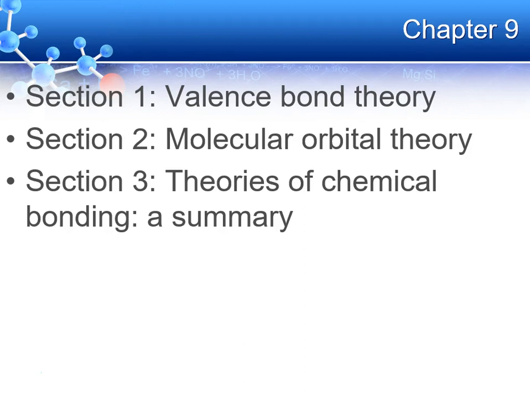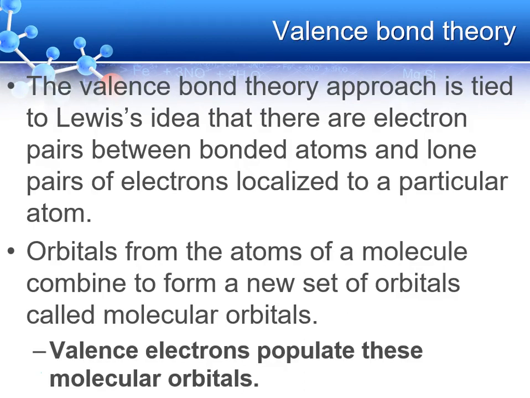All right, so we have two theories we want to talk about in Chapter 9, valence bond theory and molecular orbital theory, because neither one by itself perfectly describes everything we can observe about molecular structure in the laboratory. So, starting with valence bond theory. The valence bond theory approach is tied to Lewis's idea that there are electron pairs between bonded atoms.